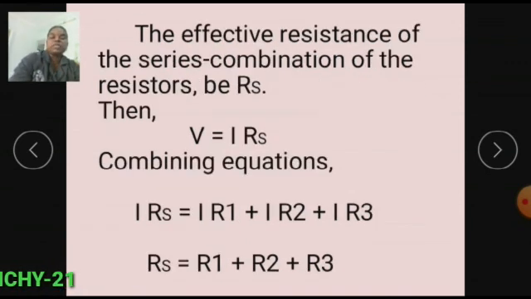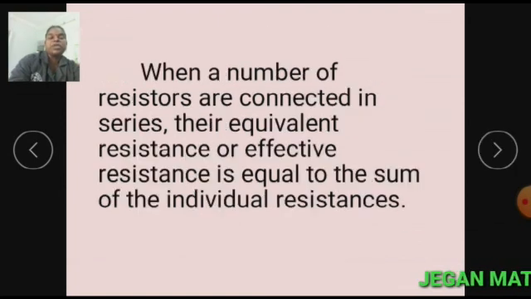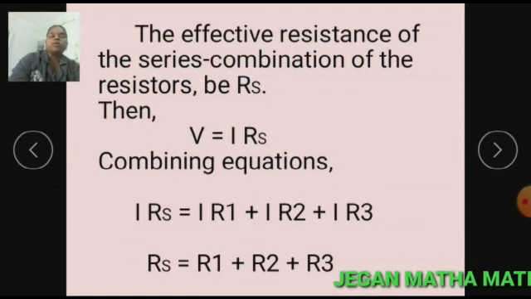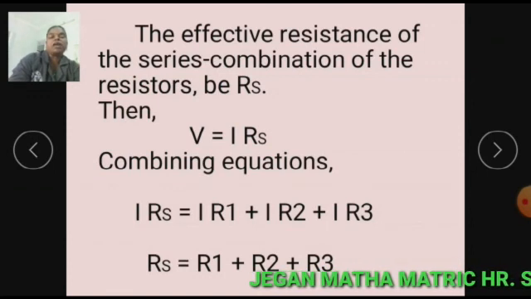Let the effective resistance of the series combination of the resistors be RS. Then V equal to IRS. Combining the equations, IRS equal to IR1 plus IR2 plus IR3. The common term I on both sides is cancelled. So RS equal to R1 plus R2 plus R3. So the effective resistance RS equal to sum of the individual resistances R1, R2 and R3.